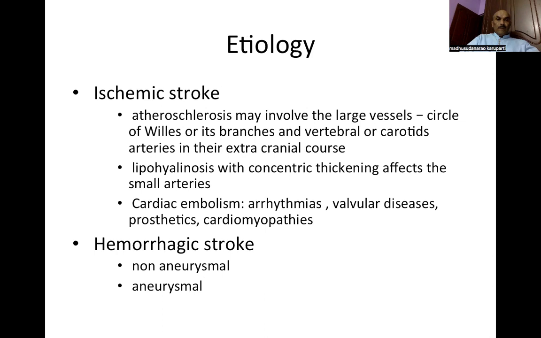Ischemic stroke. Atherosclerosis may involve the large vessels, the circle of Willis or its branches, like vertebral or carotid arteries in the extracranial course. Small vessels can be affected by lipohyalinosis with concentric thickening of the small arteries, which can result in lacunar infarcts. Cardiac embolisms can be due to arrhythmias, valvular lesions, prosthetics, or cardiomyopathies. In these conditions, there could be thrombi formed in the cardiac chambers. Dislodging of these thrombi results in embolization in the cerebral circulation. Hemorrhagic stroke could be non-aneurysmal or aneurysmal.